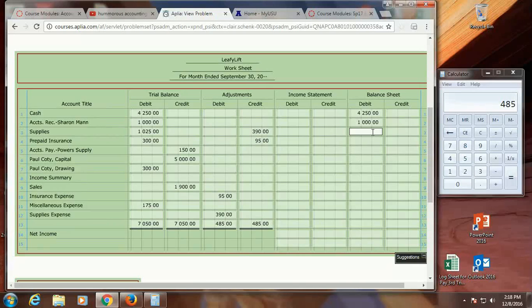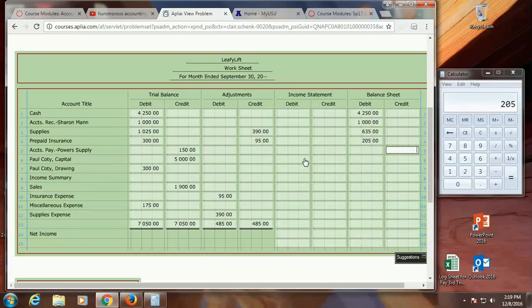The next one I'm going to take the 1,025, I mean 625 minus the 390 because it's a credit. And I'm going to put the 635 in the debit column of the balance sheet. And then I'm going to take the 300 minus the 95, and I'm going to put the 205 in the debit column of the balance sheet.